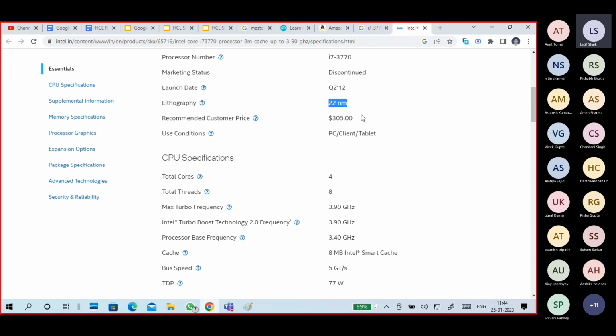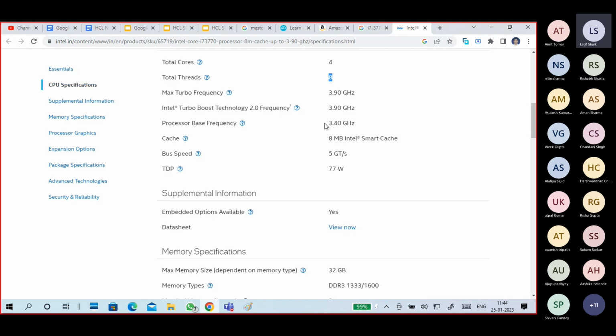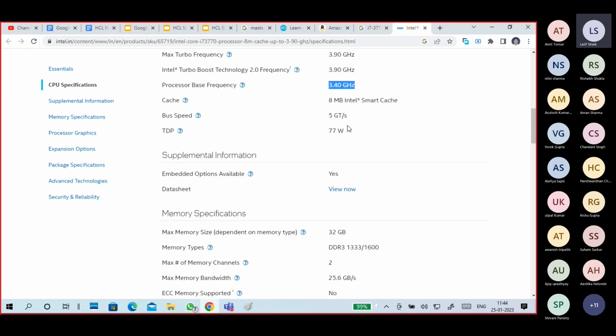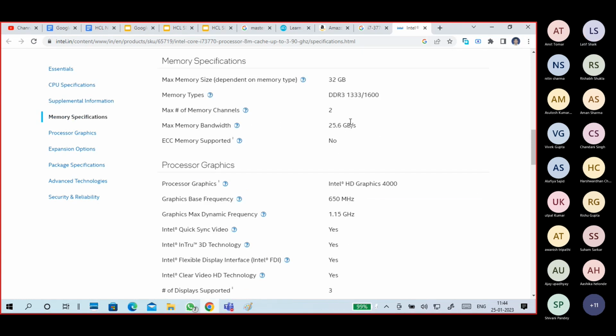This is how much size it is. We can use it for PC, client, or desktop. 4 core, 8 threads, 4 core, 8 logical processors it is. Base frequency 3.4, 8 MB cache memory, and it supports up to 32 GB RAM. You can insert up to 32 GB RAM. Only 2 RAMs it will support, 2 channel RAMs only, 2 RAMs combined 32, or single 32, that is the maximum.